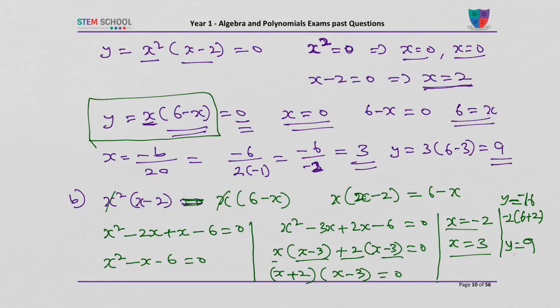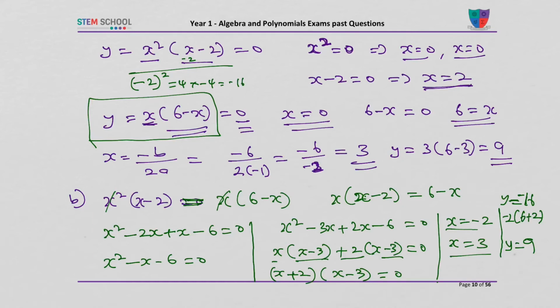I could try it for this one as well. If I put minus 2 there, minus 2 squared is 4, and if I put minus 2 here, I'm going to get times minus 4. That's minus 16 as well.